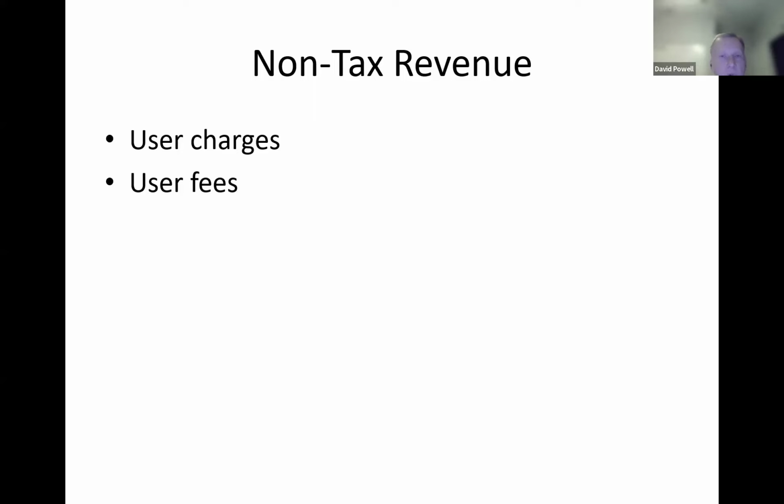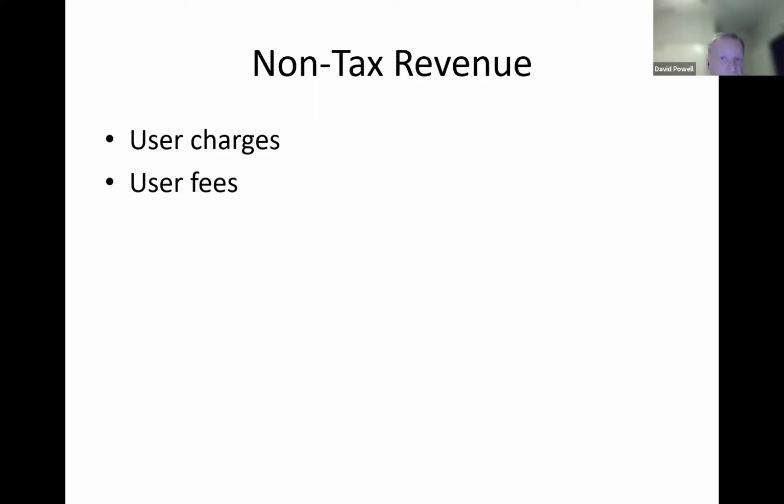User charges will be revenue that comes from the charges that people pay for consuming some type of a service. So you consume a utility service. You pay a user charge for that utility service that generates revenue. So with a user charge, there's some type of a service that is being consumed that you can charge people for the amount that they are consuming. And that's called a user charge.